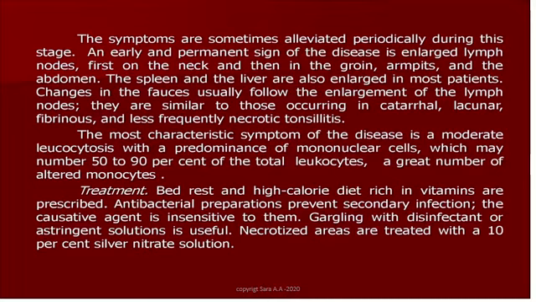The symptoms are sometimes elevated periodically during this stage, and an early permanent sign of the disease is enlarged lymph nodes, first on the neck and then in the groin, armpits, and abdomen. The spleen and the liver are also enlarged in most patients. Changes in the pharynx usually follow the enlargement of lymph nodes, and they are similar to those occurring in lacunar and less frequently necrotic tonsillitis. The most characteristic symptom of the disease is a moderate leukocytosis with a predominance of mononuclear cells, which may number 50 to 90% of the total leukocytes, with a great number of altered monocytes.